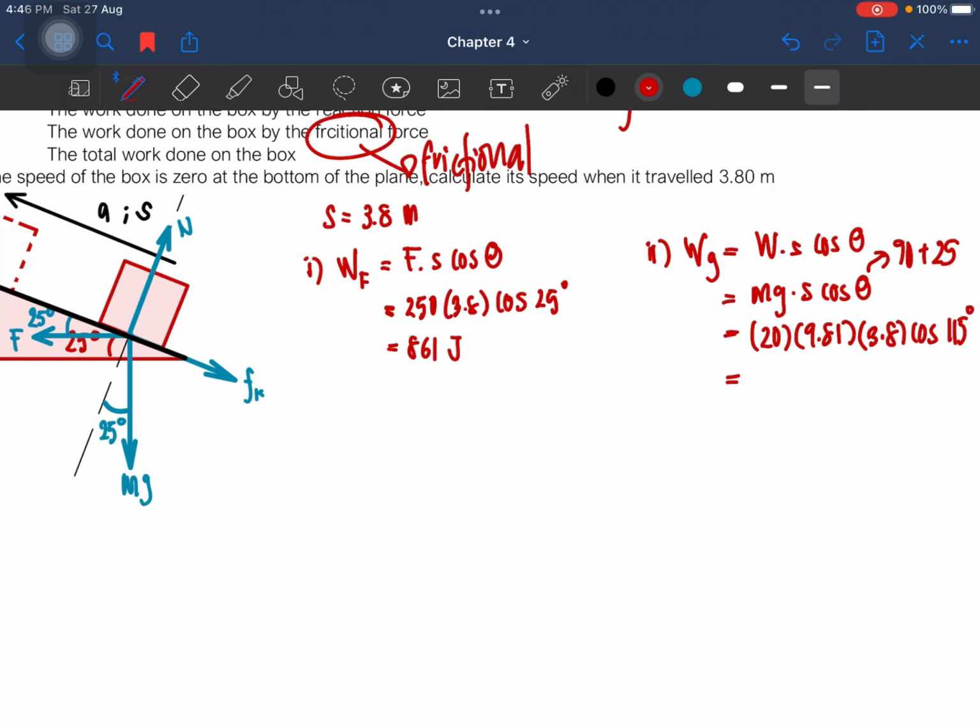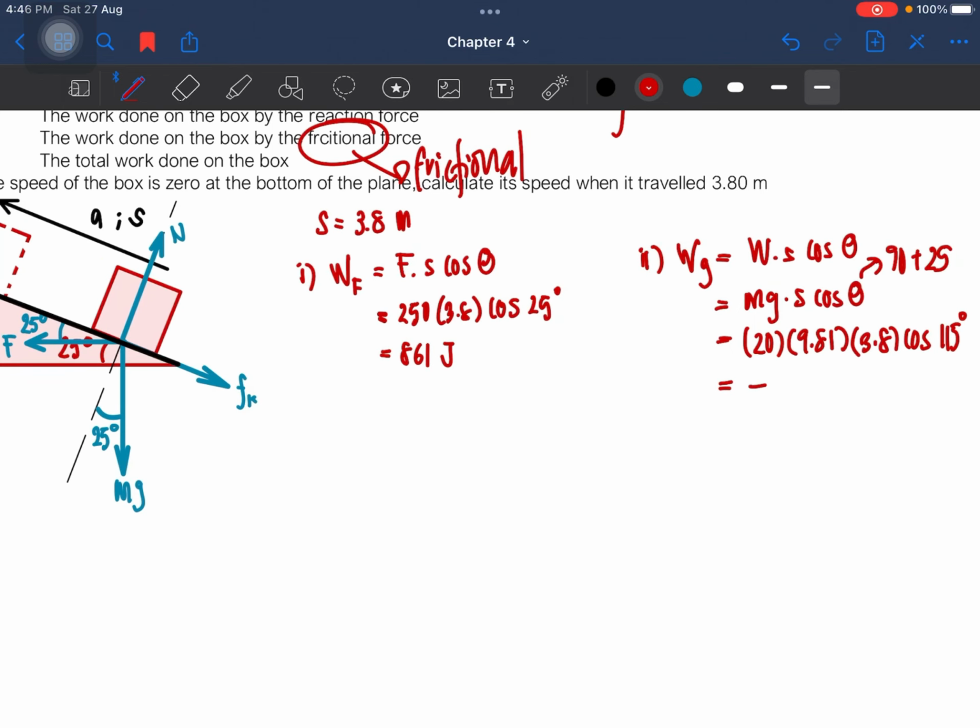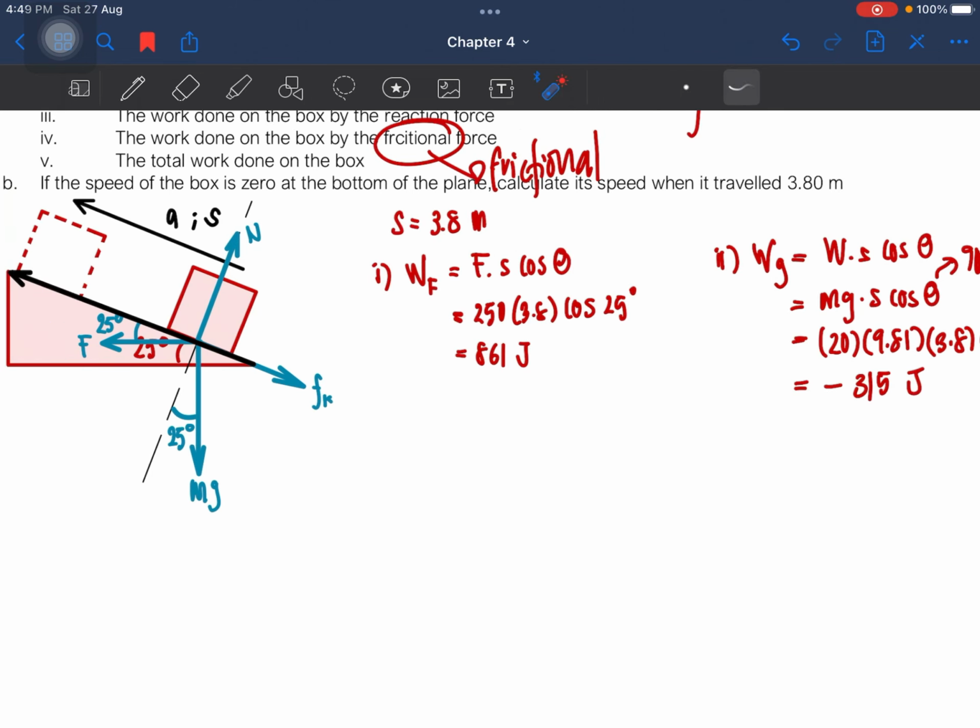Yes, that's right. So the answer is negative 315 joule. For the angle, always remember you measure it from the direction of the displacement to the force. Because if you measure it the other way, it is saying that this box is going to this side instead of this one. So please remember to determine it based on the arrowhead. It's from the arrowhead to the arrowhead, not the bottom. Not from here to here.